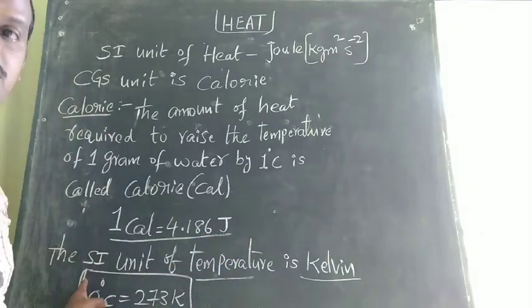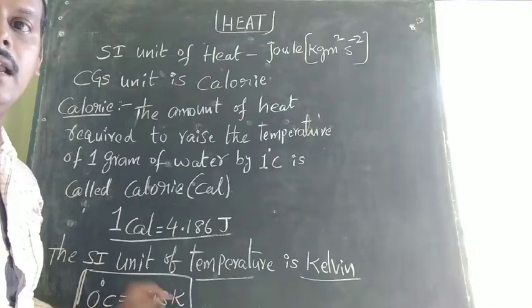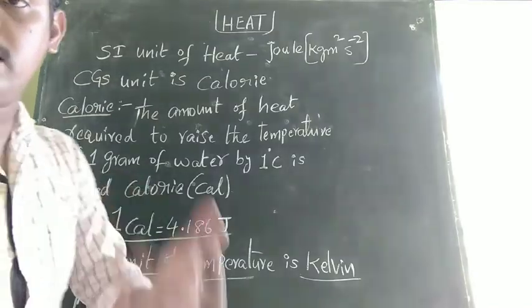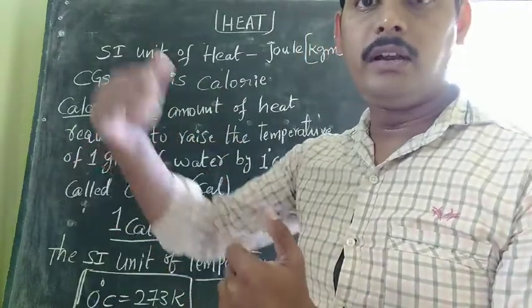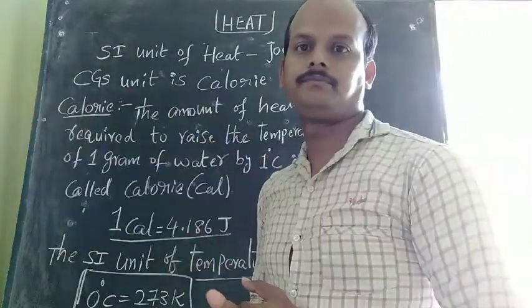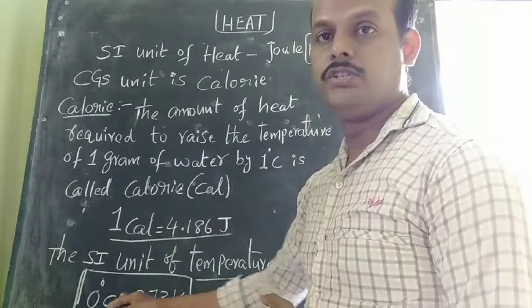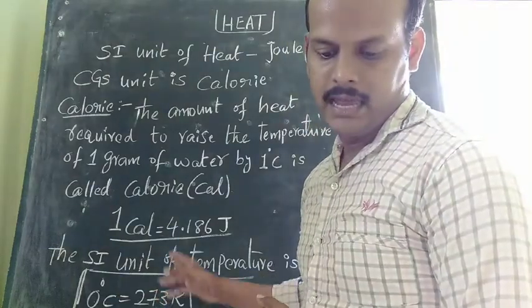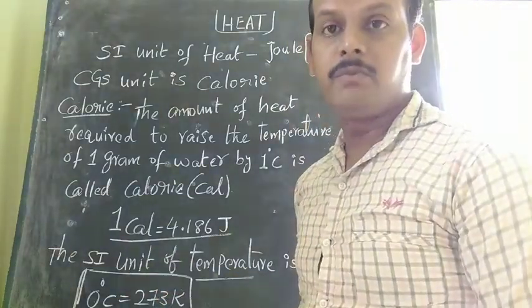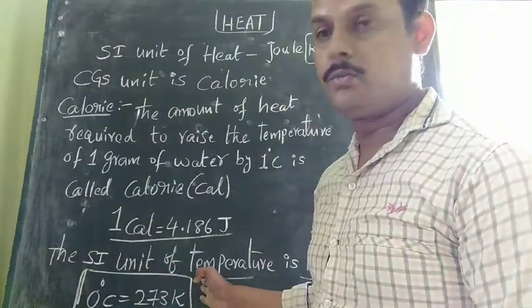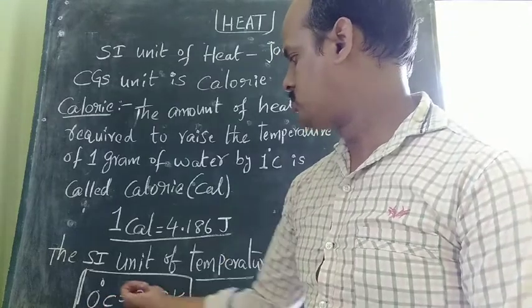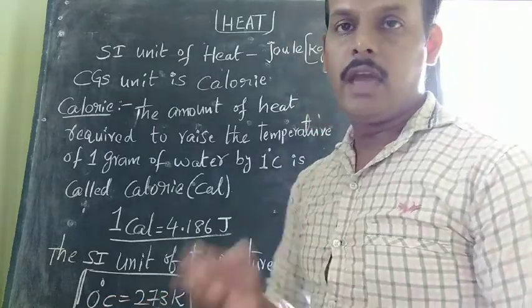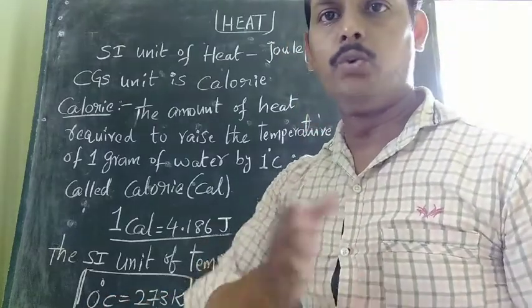So 0 degree Celsius is equal to 273 kelvins. In the Celsius scale, if you take 0 degree Celsius, in the Kelvin scale it is equal to 273. And there is a relation between the Kelvin scale and the Celsius scale. So 0 degree Celsius equals how many Kelvin? 273 Kelvin. We have a conversion from Celsius scale to Kelvin scale.